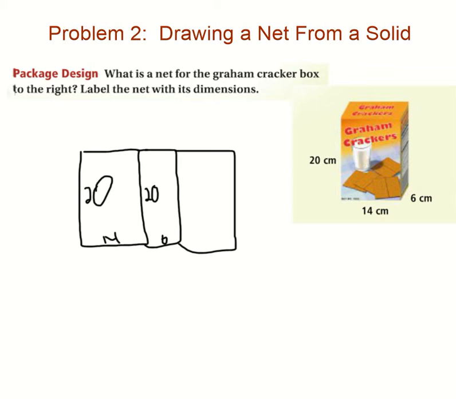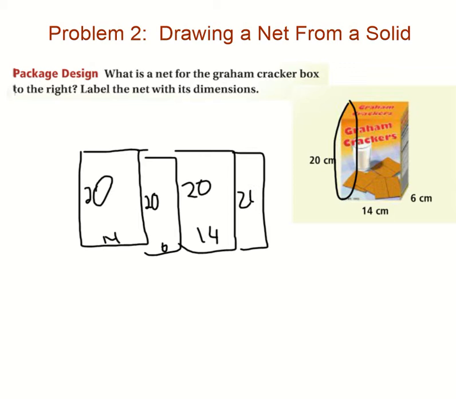So this one's 20 by 14. And then there will be that other side that would be right here. That would be our 20 by 6, okay? And so there we have all the edges on the side, but if you think about it, well, the box is enclosed, so that means there's a top and there's a bottom.